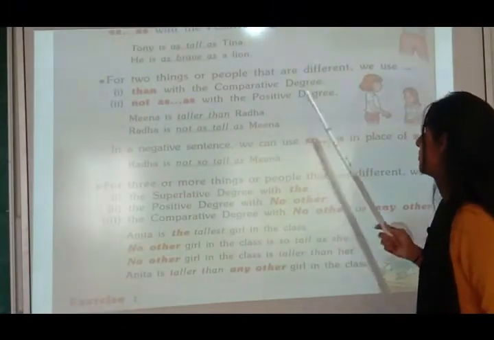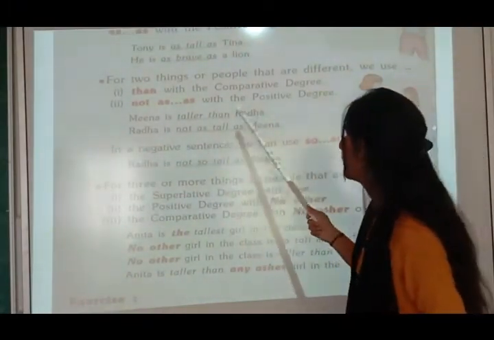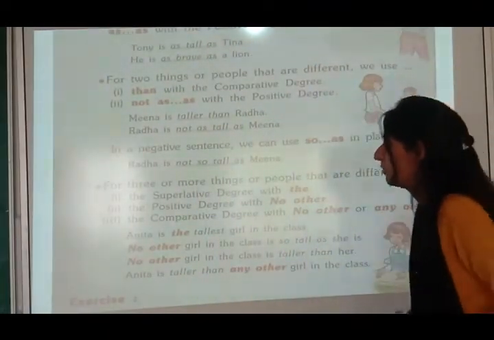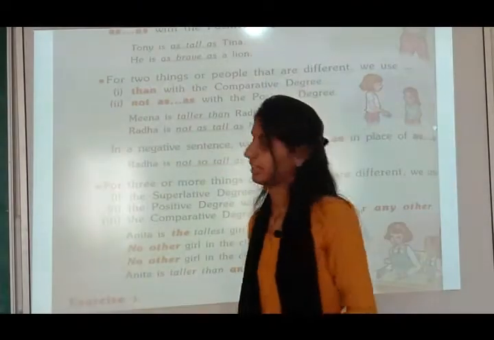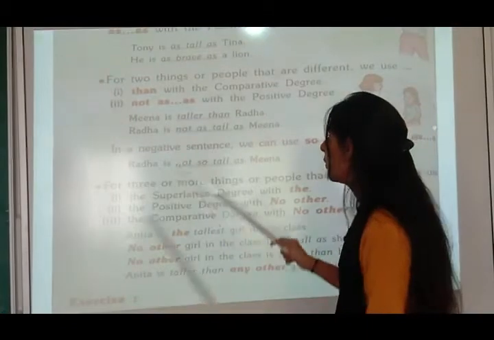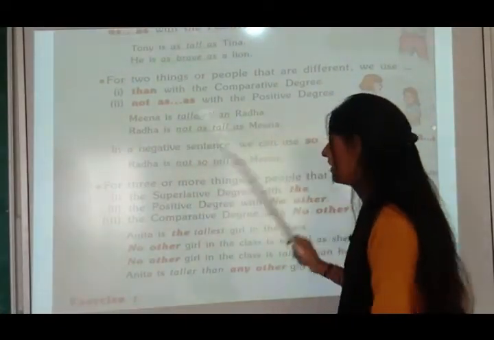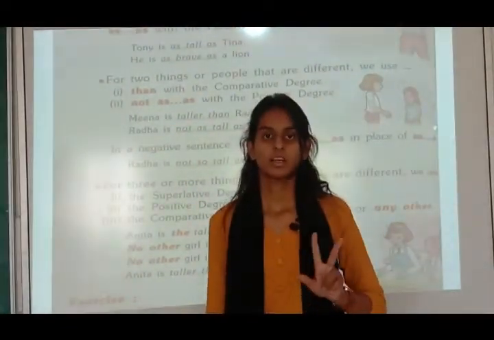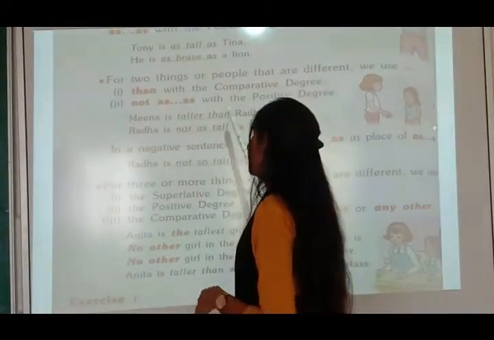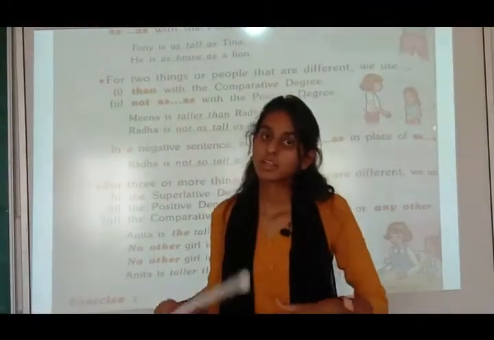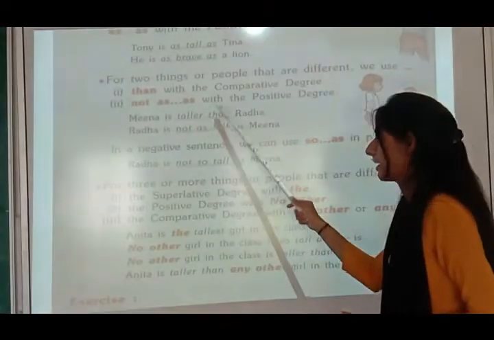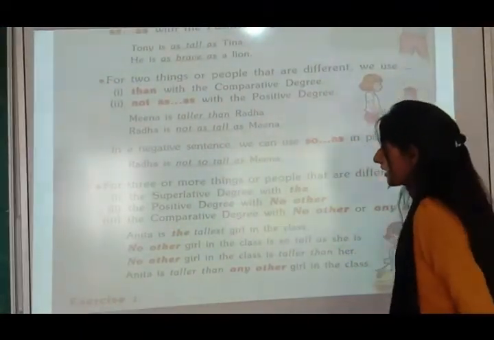For two things or people that are different, we use "than" with the comparative degree, not "as" with the positive degree. When we are writing comparative degree, we use "than" and not "as". So, Meena is taller than Radha. Here also a comparison of two persons is done, Meena and Radha. It is telling that Meena is taller, Radha is shorter, and we have used "than". So Meena is taller than Radha.